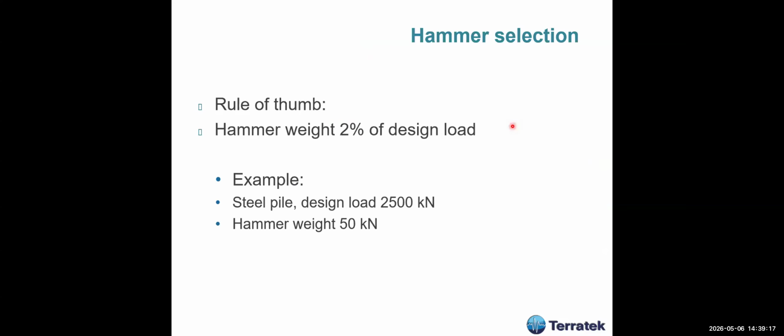Hammer selection. How do you select the hammer? The rule of thumb, usually the hammer weight is 2% of the design loads. Okay, example: if you have a steel pile and the design load is 2,500 kilonewtons, the hammer weight should be at least 50 kilonewtons, not more than that.